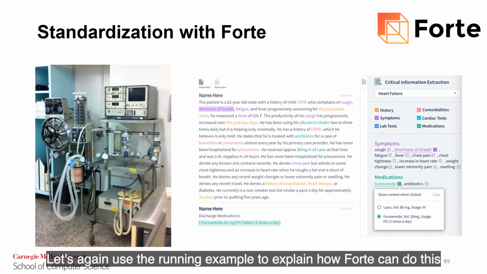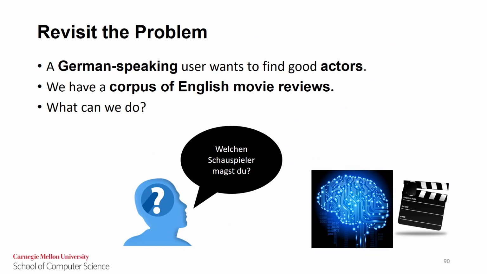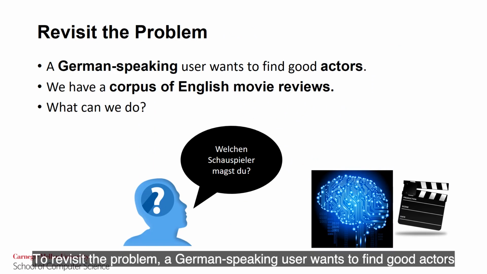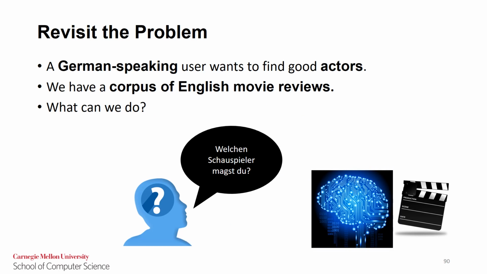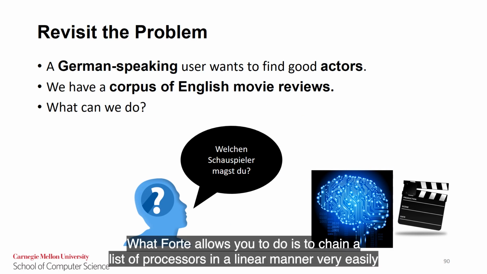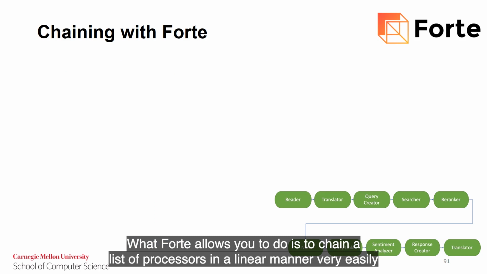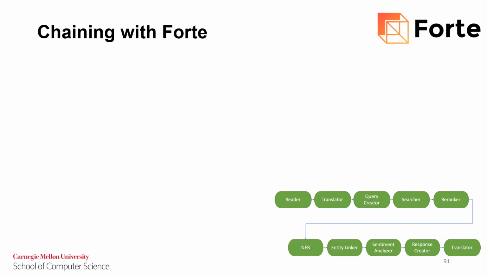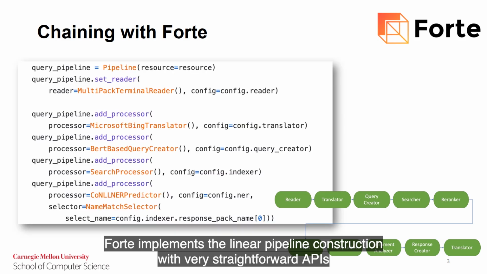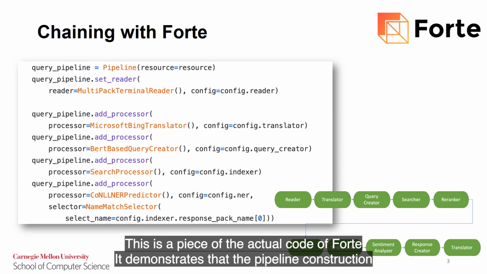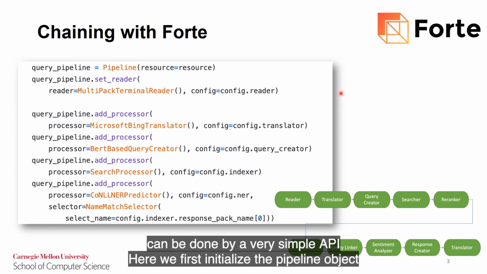Let's again use the running example to explain how Forte can do this. Let's revisit the problem. A German-speaking user wants to find good actors, however, we only have a corpus of English movie reviews. How can we help him? What Forte allows you to do is to chain lists of processors in a linear manner very easily. Forte implements the linear pipeline construction with a very straightforward API. This is a piece of the actual code of Forte. It demonstrates the pipeline construction can be done via a very simple API.